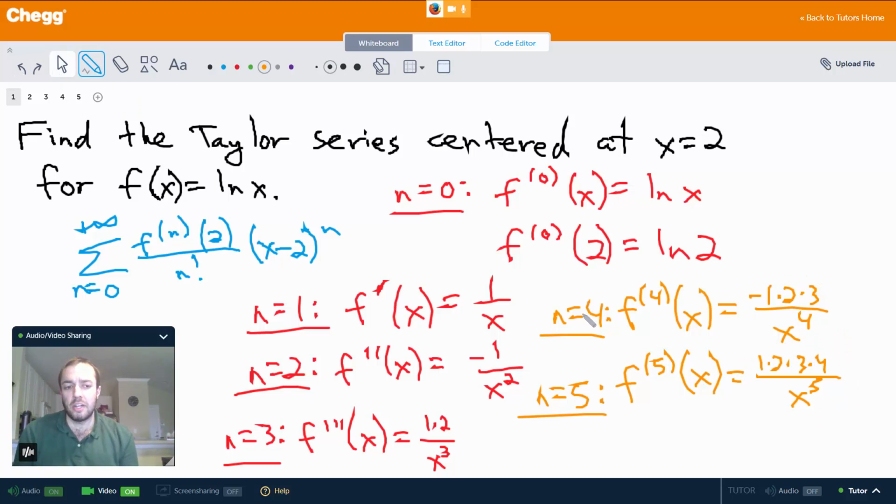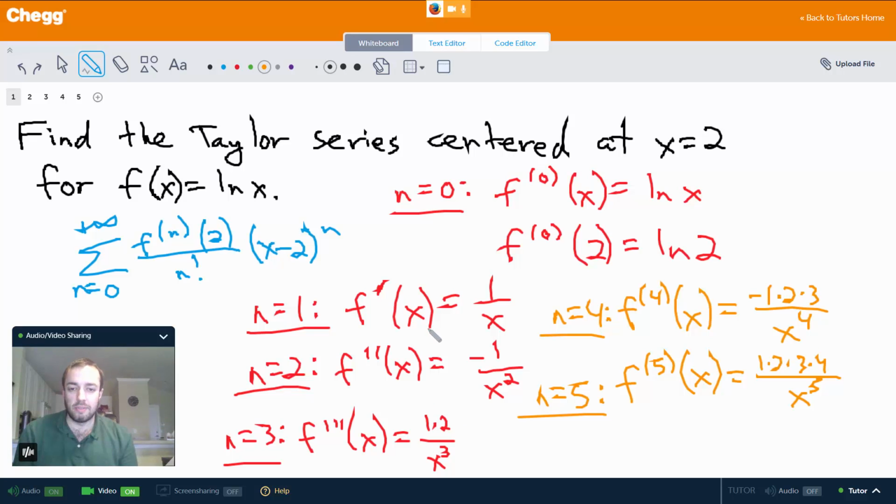Now, do we see a pattern emerging here? Notice for the second, third, fourth, fifth derivative, what do we have on top? 1, 1 times 2, 1 times 2 times 3, 1 times 2 times 3 times 4. So we're sort of taking a factorial up here, where the factorial is starting from n minus 1. So when n is 5, the largest number on top is 4. When n is 4, the largest number on top is 3. When n is 3, the largest number on top is 2.